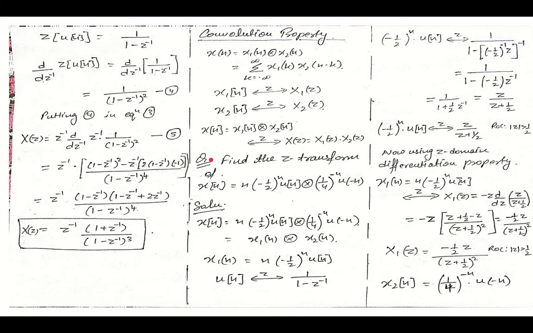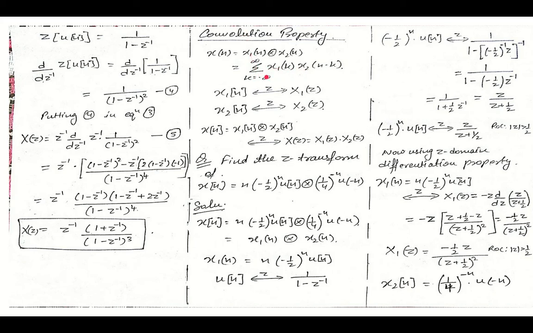Now the next property that we will be utilizing will be the convolution property. In convolution we already know that the convolution of any two signals is given to us as sigma k equal to minus infinity to infinity x1[k] into x2[n minus k]. So we utilize this property to find the convolution of any two signals.